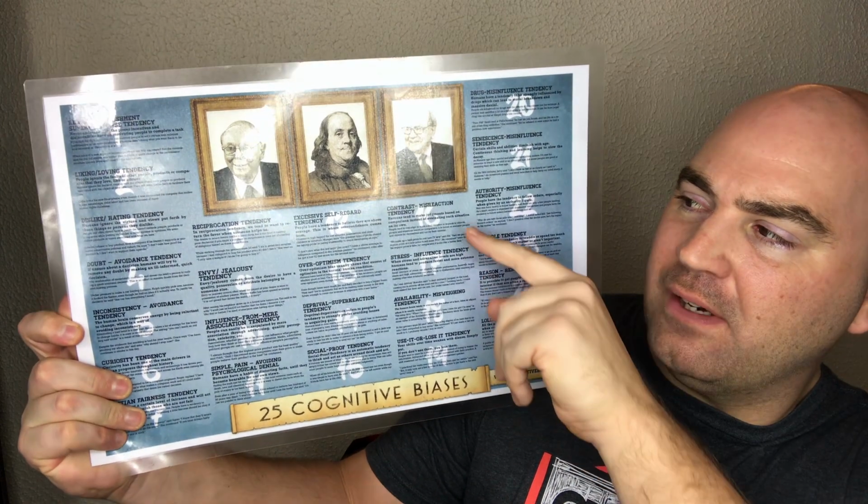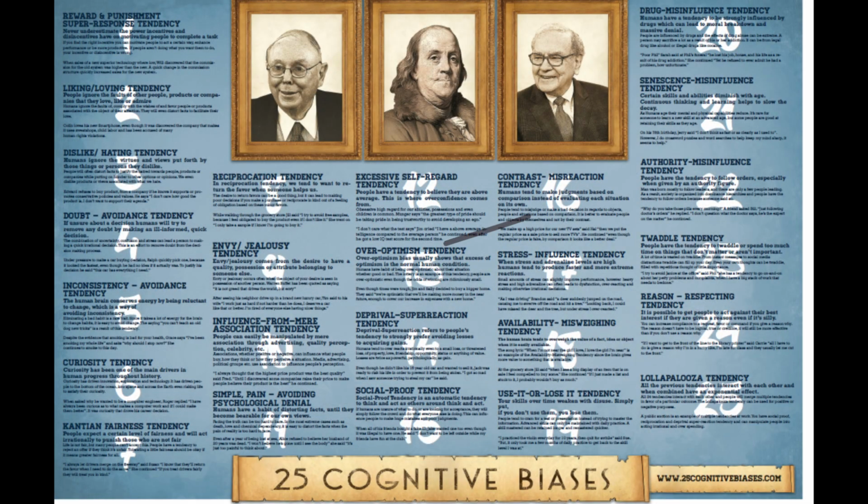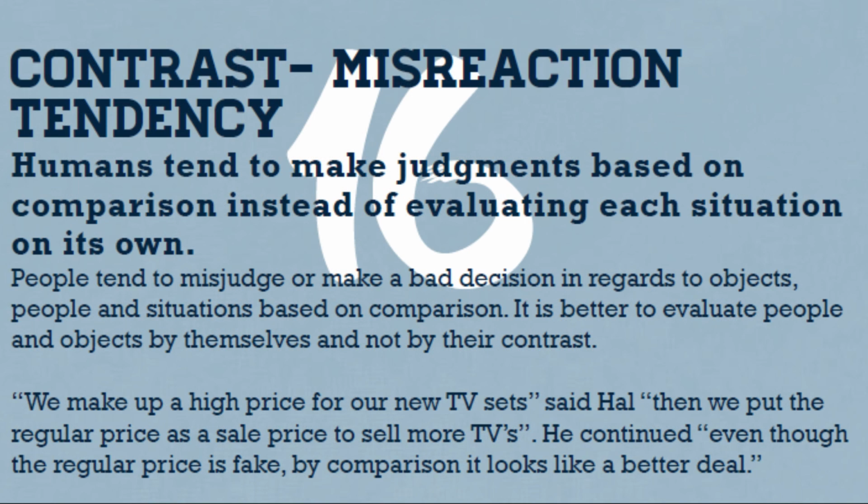And we're focusing primarily on the effects of cognitive bias number 16, the contrast bias. It says, humans tend to make judgments based on comparison instead of evaluating each on its own. People tend to misjudge or make a bad decision in regards to objects, people, and situations based on comparison. It is better to evaluate people and objects by themselves and not by their contrast.